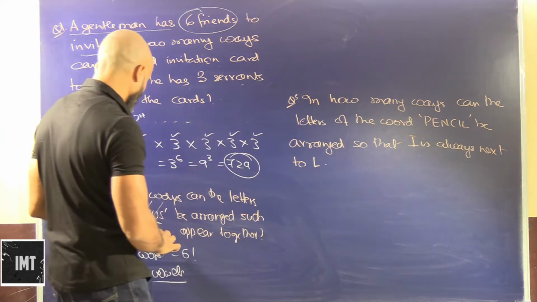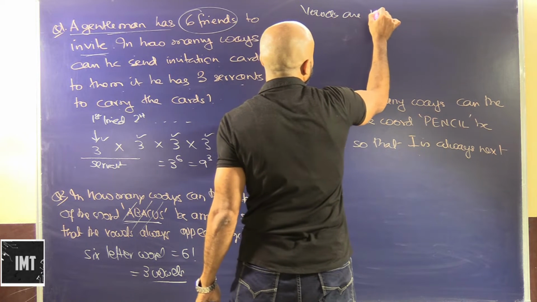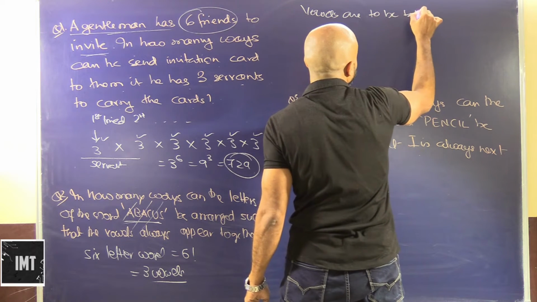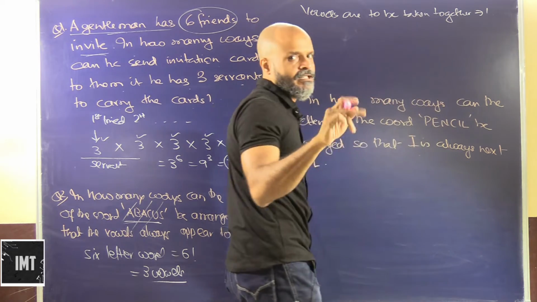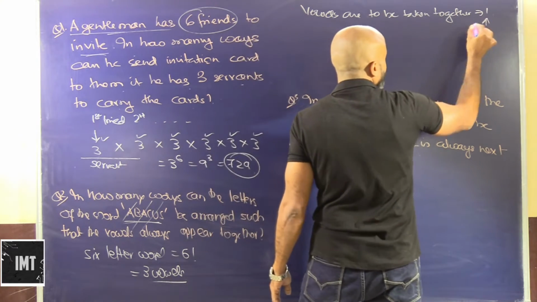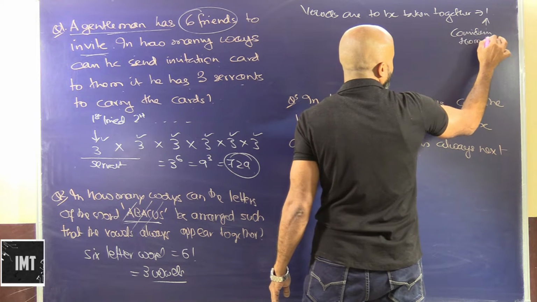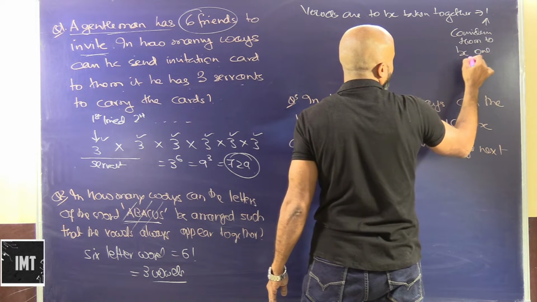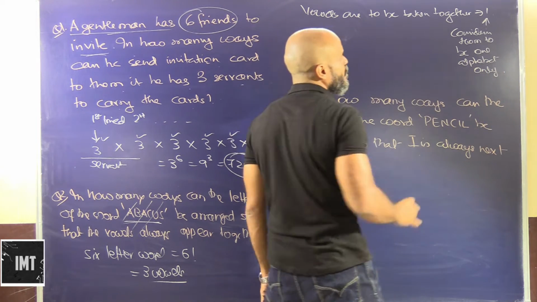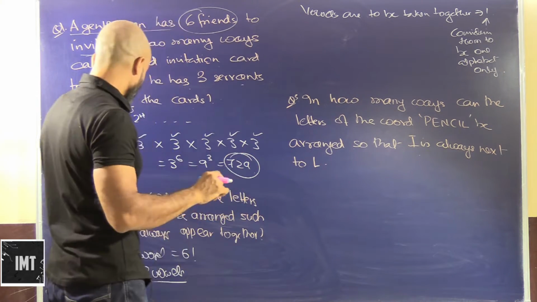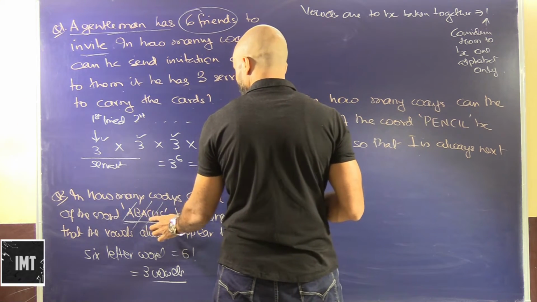Now the vowels are always together. Vowels are to be taken together, so we can consider them as one, considering all these vowels to be one alphabet only. So what do we have here? How many ways is now possible? So 1 2 and 3.